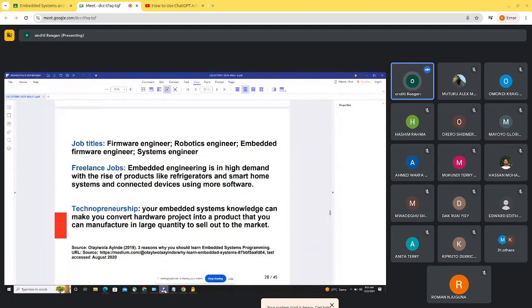The rise of products like refrigerators, smart home systems and connected devices uses more software. If you want your refrigerator to cool to a given temperature and not surpass a specific temperature, you initiate the embedded system on the thermostat, so the thermostat knows when it should go up and when it should go down. It is very important that you know exactly where to introduce the embedded systems in your refrigerators and in your smart home system.